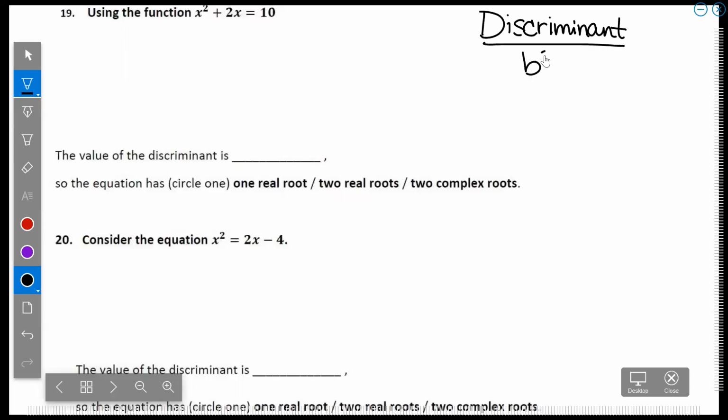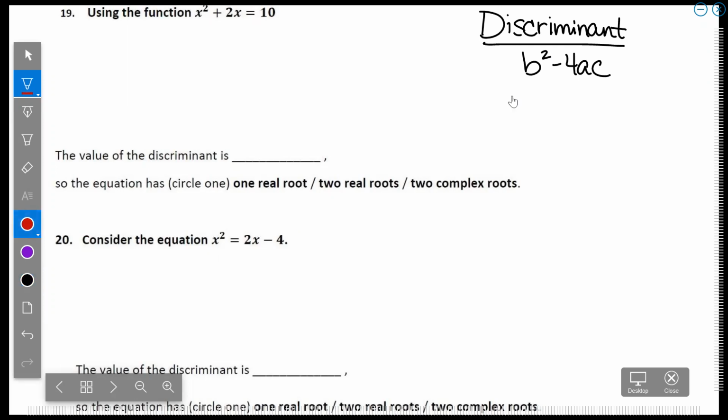This is b squared minus 4ac. This is the part that goes underneath the square root sign of the quadratic formula. So if you write the quadratic formula down, you technically have this, but that doesn't mean that you know exactly how to use those pieces. So discriminant is b squared minus 4ac.